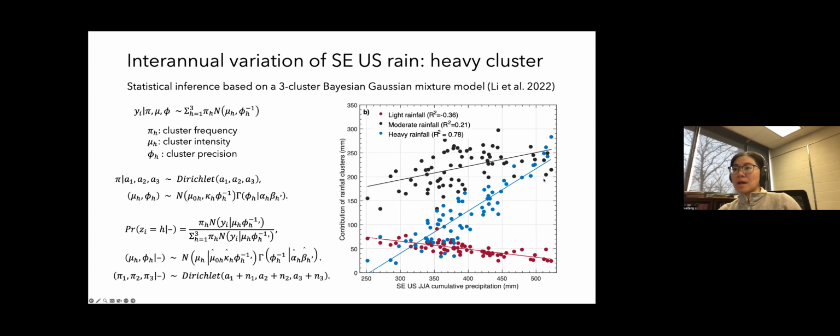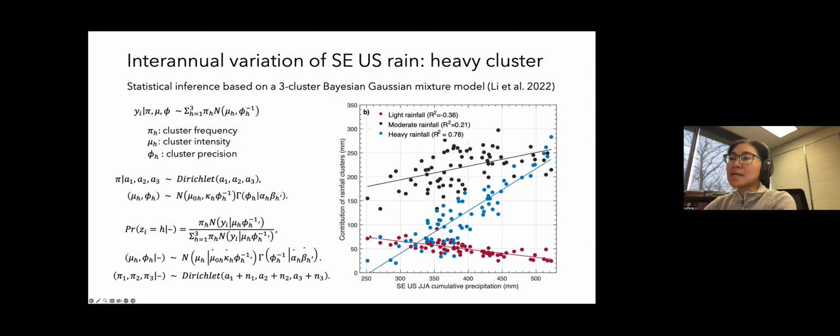And I would like to draw your attention to the contribution of each rainfall category or rainfall cluster to the cumulative precipitation of the southeastern US. So the color-coded are different categories of rainfall. The red color-coded is light rainfall. Black color-coded is moderate rainfall events. And blue color represents heavy rainfall events.